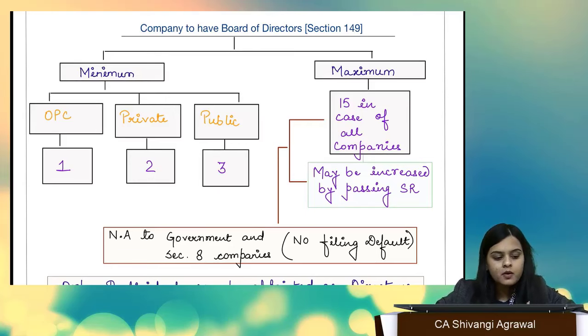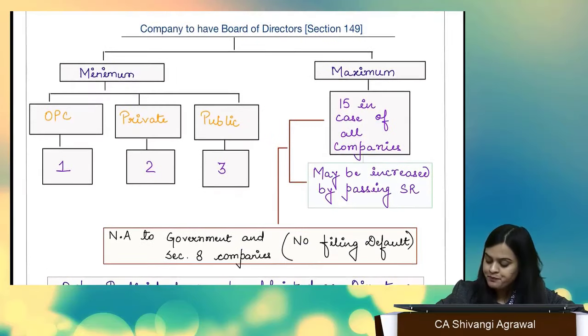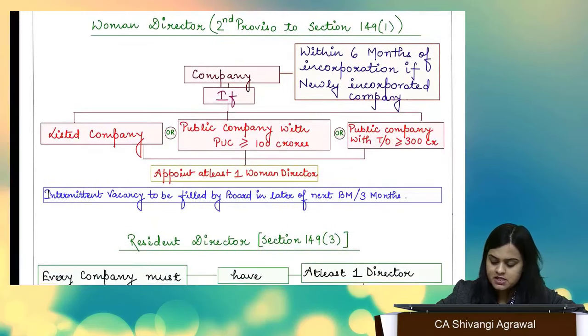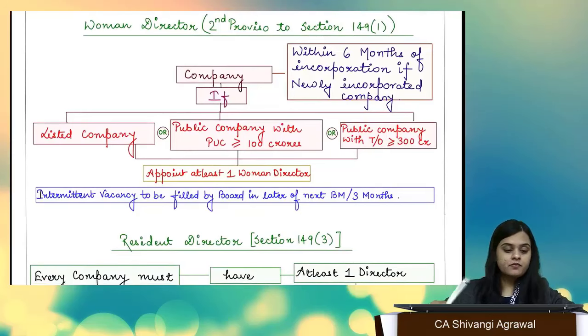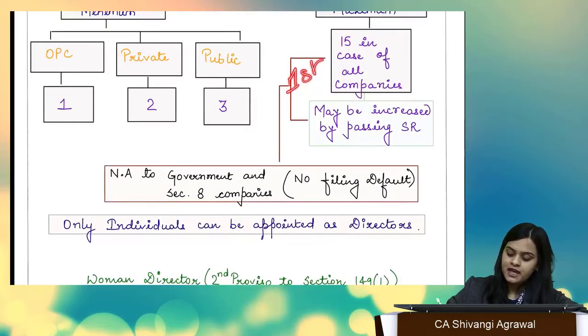This particular requirement does not apply to Section 8 company as well as government company, not applicable to government and Section 8 company, right? That means if a Section 8 company wants to have 20 directors, it can have without even passing special resolution. So minimum 1, 2 and 3, maximum 15, which can be increased. Now, that was the first proviso. It can be increased by passing SR.